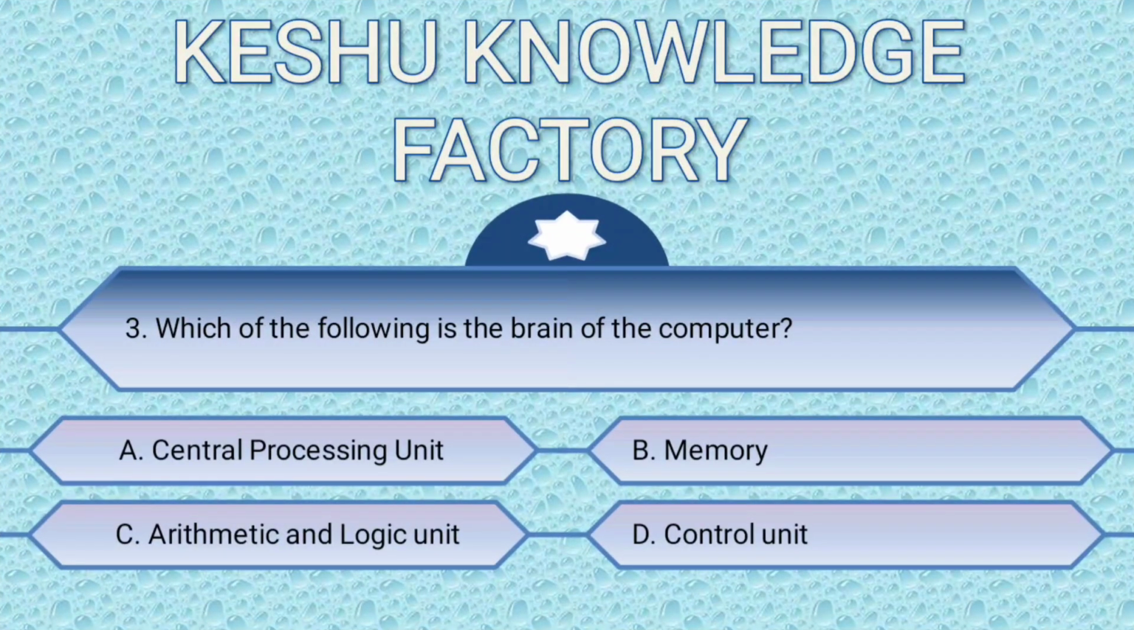Question 3. Which of the following is the brain of the computer? A. Central Processing Unit. B. Memory. C. Arithmetic and Logic Unit. D. Control Unit. Answer is A. Central Processing Unit.